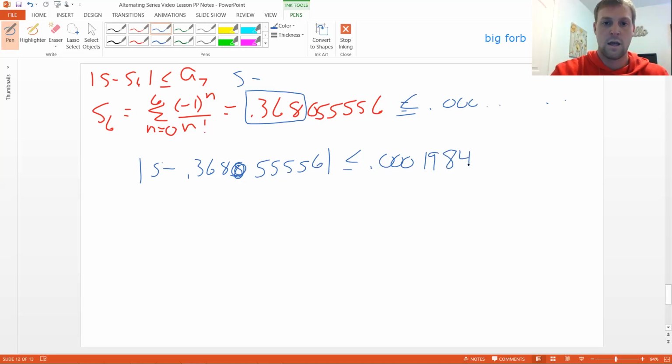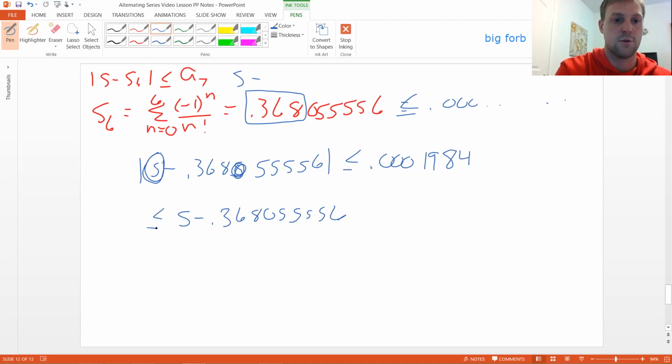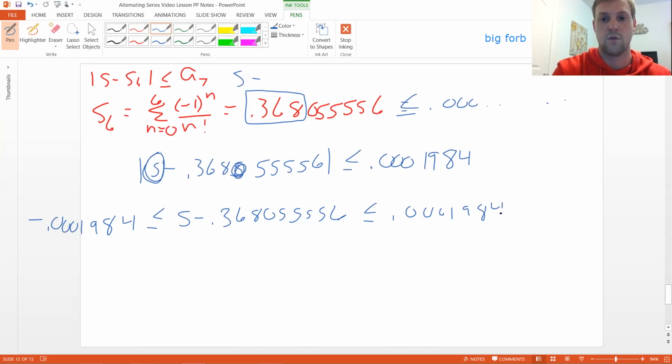Now remember, we're basically solving for S. And remember how we solve inequalities: we get rid of the absolute value, so we're going to have S minus 0.368055556 is greater than or equal to negative 0.000198 and less than or equal to positive 0.000198. I know that difference is between those decimals. That's how absolute value works, remember.